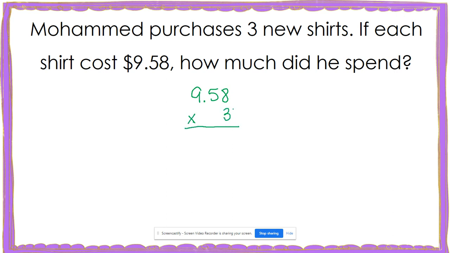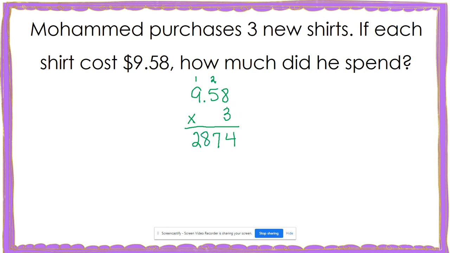I'm going to multiply like normal, so 3 times 8 is 24. I will carry my 2. 3 times 5 is 15, and 15 plus 2 is 17. Now I will carry my 1. 3 times 9 is 27, and 27 plus 1 is 28.